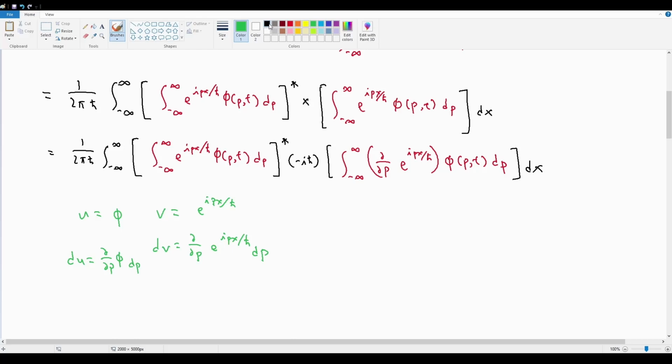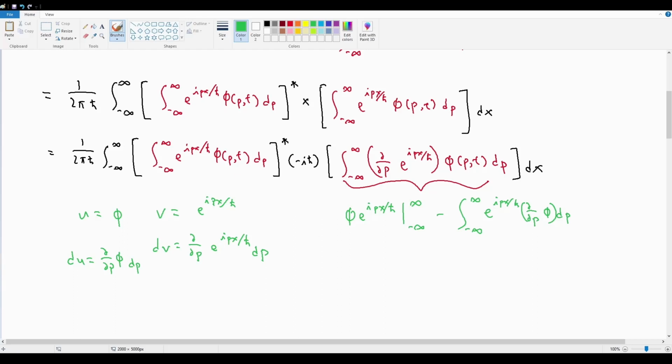So in that case, this integral is going to equal uv, phi times e to the i px divided by h bar, evaluated from negative infinity to infinity, minus the integral of v du with the same bounds, negative infinity to infinity. So v du is going to be e to the i px divided by h bar times the partial with respect to p of phi dp. And I'm going to close it like this.